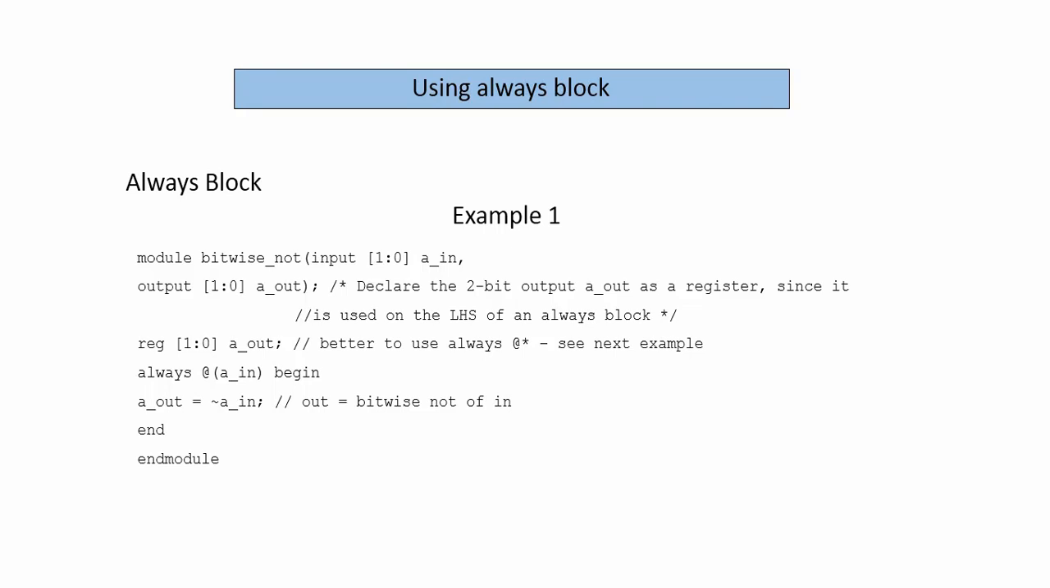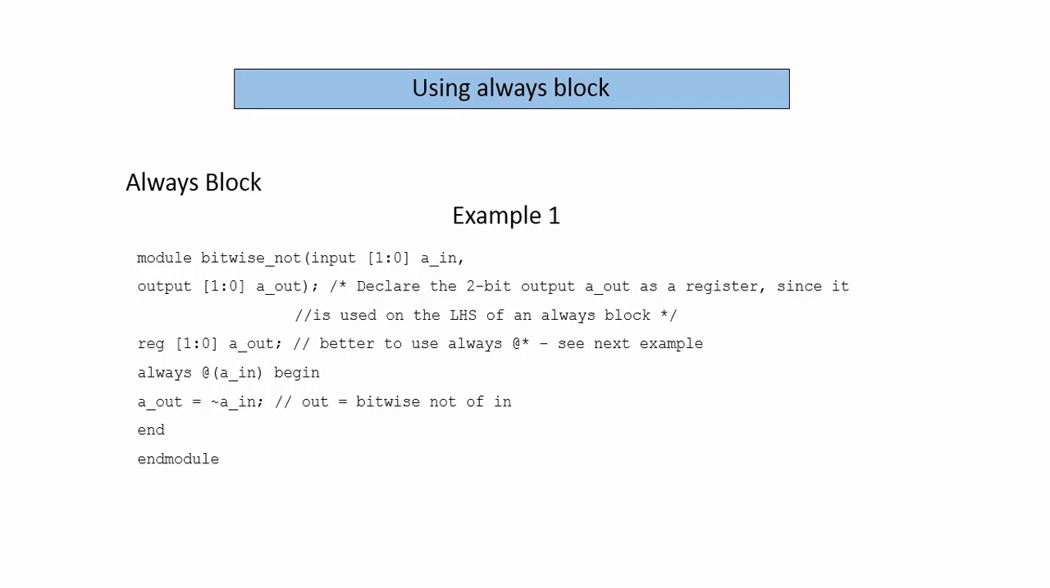So we can see here the always block begins and the always block ends. Between begin and end we have the main logical statement, a sequential statement, which is A out equals not of A in, which is the bitwise not of the input. After that we end the module. This is the basic logical syntax of using an always block. So we will do one example in our Xilinx ISE design suite.